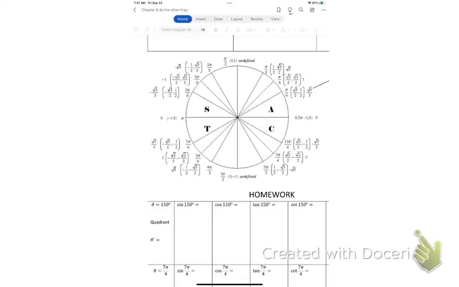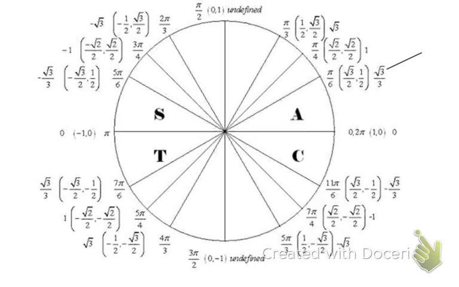All right, I actually want to put something on my next slide real quick. I would like to see if I have a unit circle. I do. Cool. This is important.